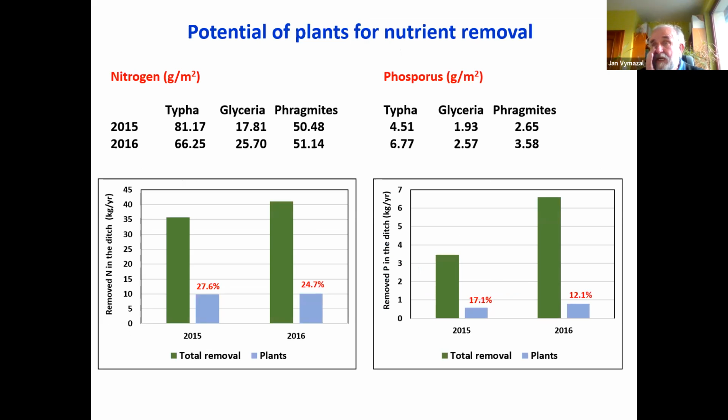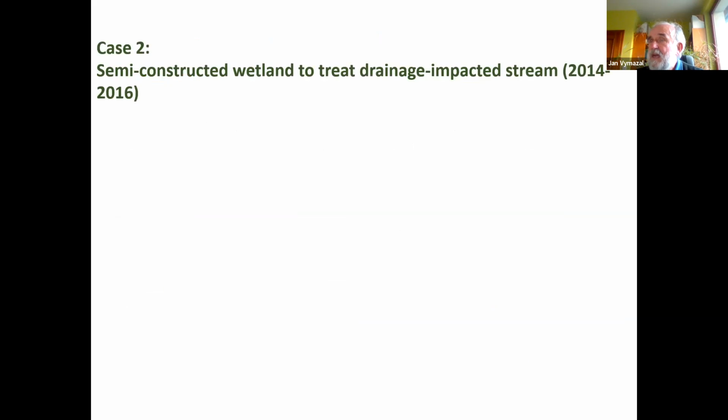And this is the potential if we calculate how much actually we can remove. In terms of nitrogen, it's about, let's say, 25% of the removed nitrogen could be ascribed to plant uptake. And for phosphorus, it's a little bit lower, roughly about 15% on the average. So we can remove some phosphorus and nitrogen. It's not the major process, but we can remove some phosphorus.